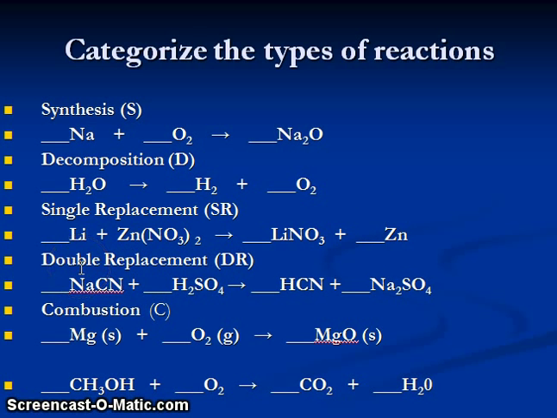A double replacement reaction example, we have sodium cyanide reacting with hydrogen sulfate, or also called sulfuric acid, to form hydrogen cyanide and sodium sulfate. Two different examples of combustion reactions follow here. We have magnesium reacting with oxygen to form magnesium oxide. Please note that this could also be classified as a synthesis reaction. The final example is methanol, CH3OH, combusting by reacting with oxygen to form carbon dioxide and water. I would encourage all students to try to balance each of these equations. We will be going over solutions in our next class period.